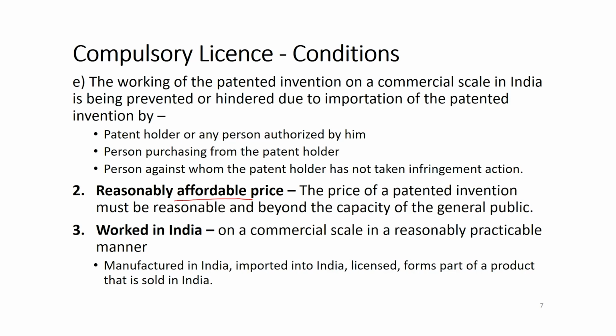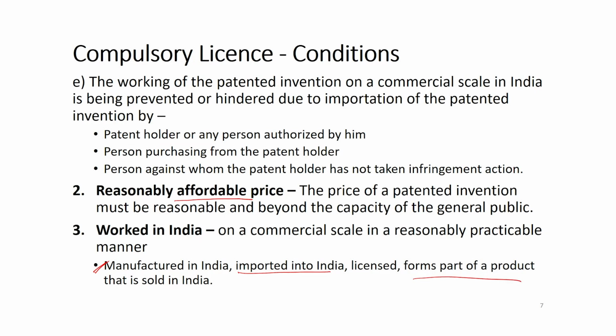The third ground is working of the patent in India. The patent must be worked in India. It must be worked on a commercial scale in a reasonably practicable manner. What do we mean by working in India? Working of a patent in India definitely means manufacturing in India. If you do not have a manufacturing unit, you may work it by importing it into India. If you are a foreigner and you have claimed a patent in India, you can license it to somebody in India who may manufacture, or it may form part of some other product that is sold in India. By these 4 methods, you can fulfill the requirement of local working of a patent in India.